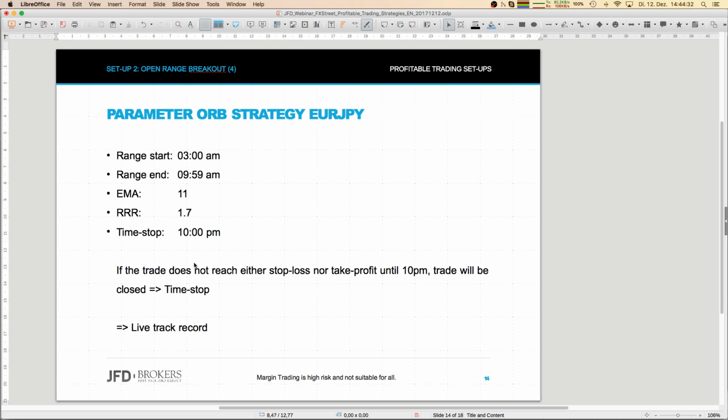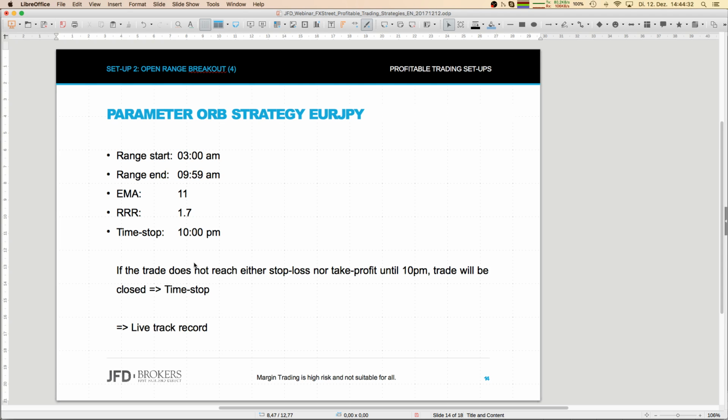Normal nights would be okay because I don't have gaps, but over the weekend I may suffer gaps as well, even for Forex trading, and therefore I close those trades. So a lot of reasons to have no overnight trade here.